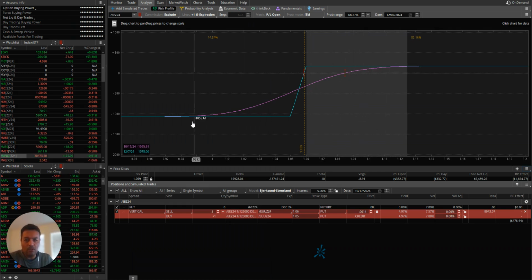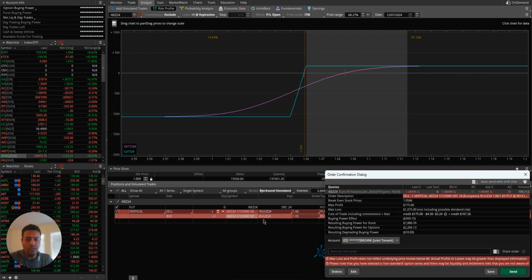We know our max loss is 1,075. Look at this number here on the bottom left of your screen. It's trading for 14 ticks. So I'm going to confirm and send. I'm collecting 175, but I'm paying $4.50 and $3.24. So $7 something to get in, and then $7 something to get out. So keep that in mind. $15 will be taken away for commissions. Your total buying power effect right now is $309.